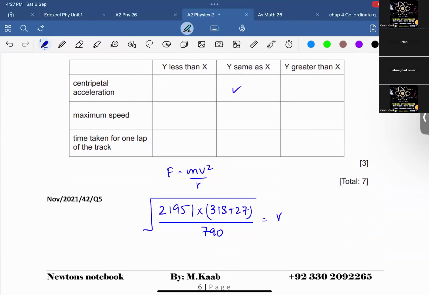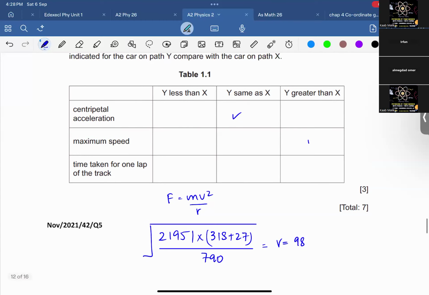The centripetal force depends upon the centripetal acceleration, okay? So if the forces are the same, the acceleration remains the same, and using that, we can find out the velocity. How much? 98, I think. 98 after rounding. Yes. So it is greater than that, okay?